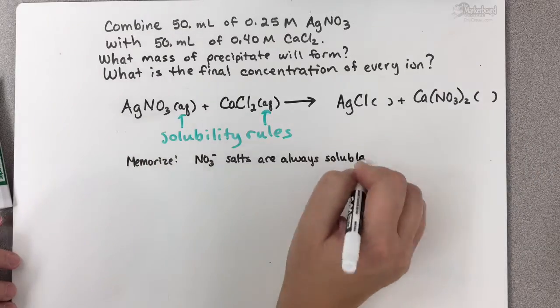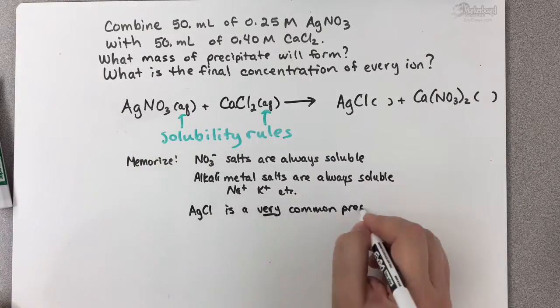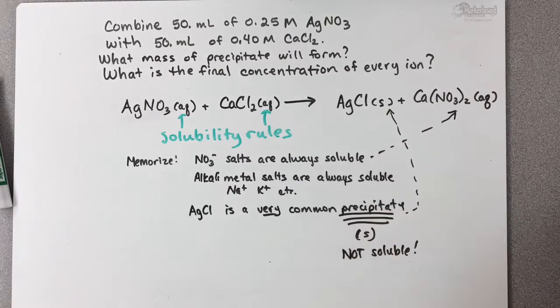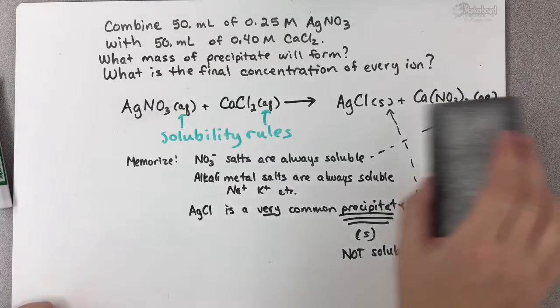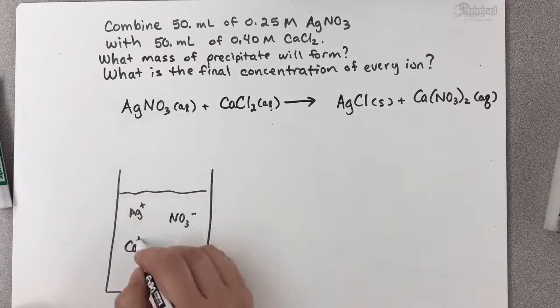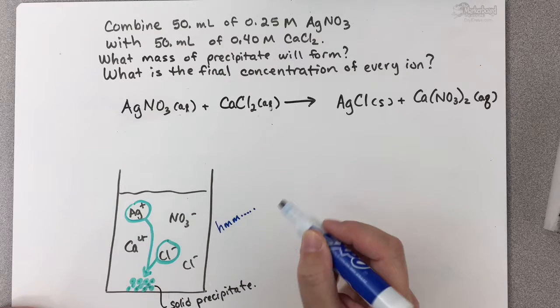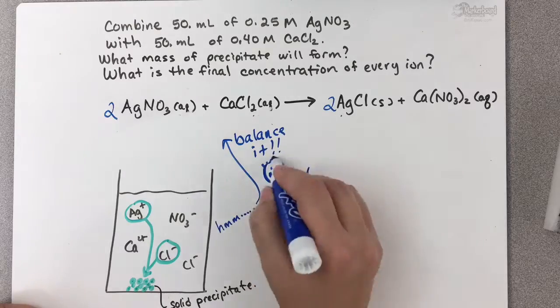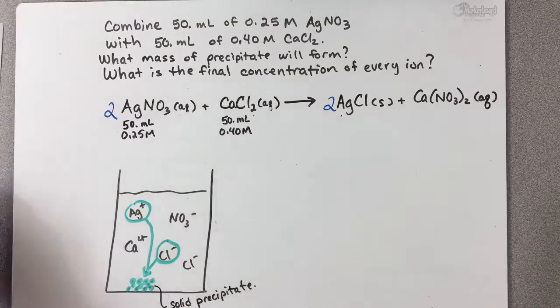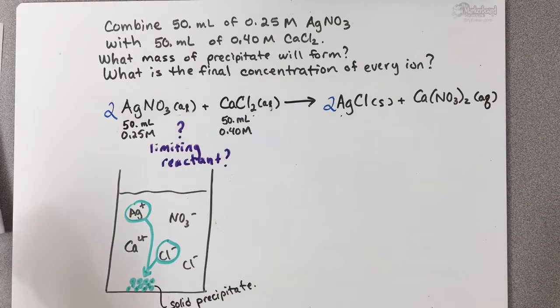In order to determine the identity of the precipitate, you can consult solubility rules. Remember that the precipitate is labeled with an S to indicate that it is a solid. As you consider what's going on in this reaction, you need to make sure you balance the equation, and then you need to look at the given amounts to determine the limiting reactant.